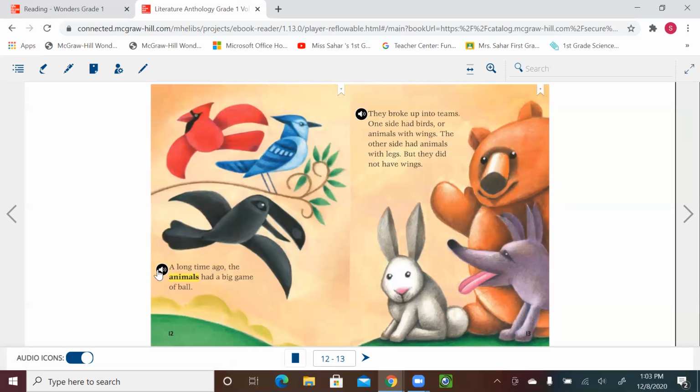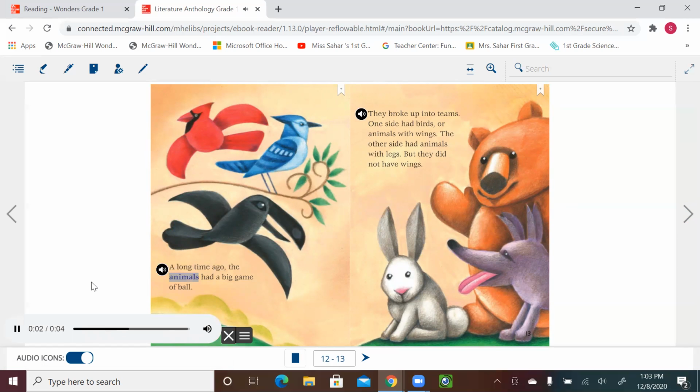All right, page 12. A long time ago, the animals had a big game of ball. As we see, a few birds and animals are going to have a big game of ball. They broke up into teams. One side had birds, or animals with wings. The other side had animals with legs, but they did not have wings. So as we see, long ago, animals are going to play games, and of course, they're going to have teams. One team has animals or birds that have wings, and the other side has animals that have legs. And we can see all these kinds of animals.